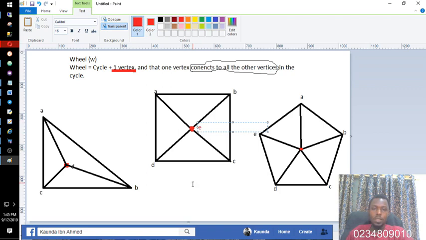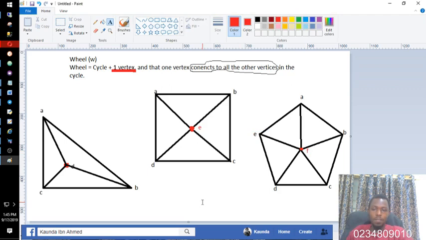So here is E. So this additional point will be F, and then this additional point will be D. So this is it. It doesn't matter which one is the best to draw this.